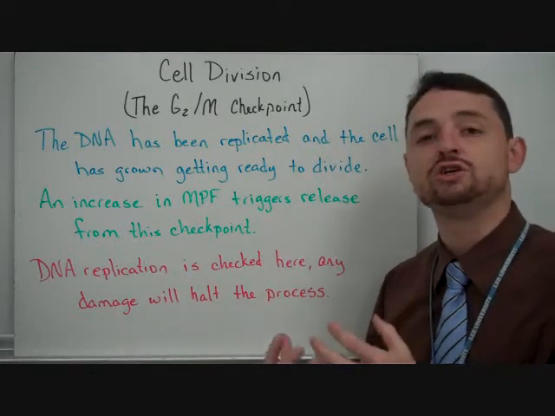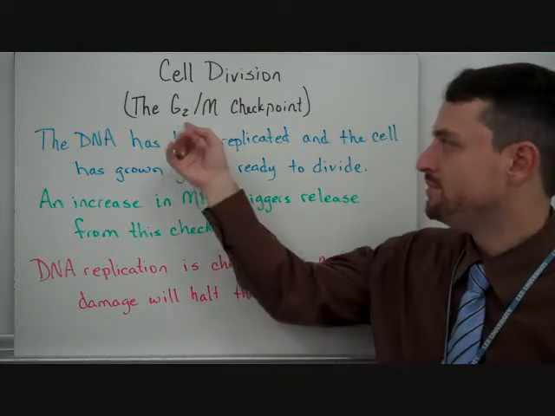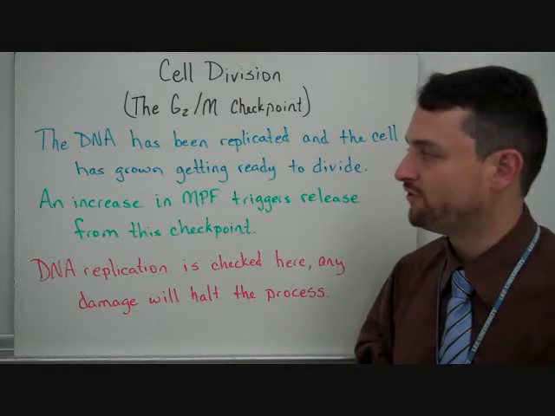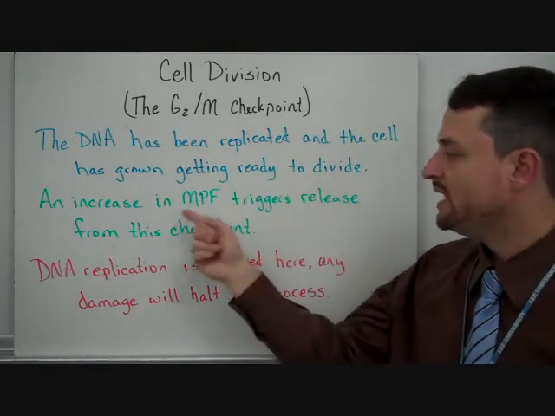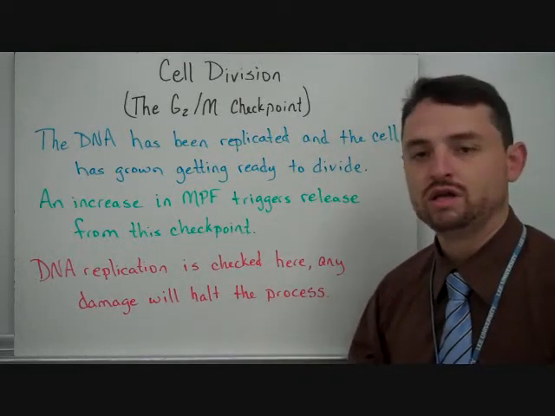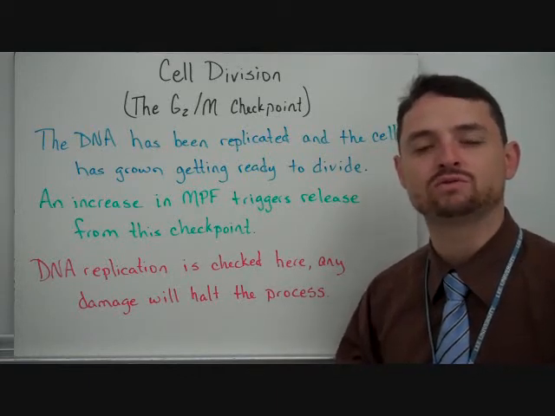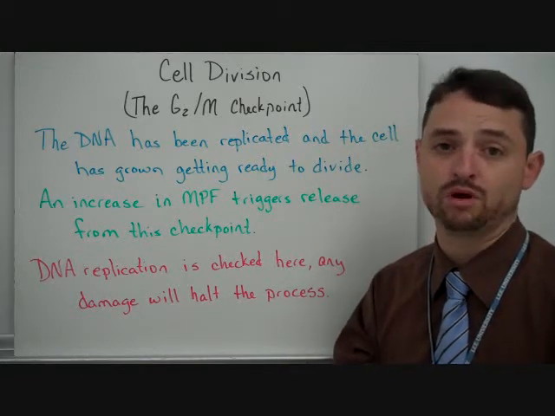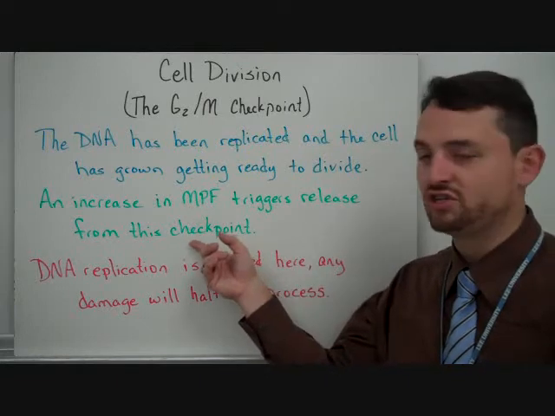We've talked about G2 as just that second growth phase where it's getting bigger, getting ready to divide. There is a G2/M checkpoint that has to be fulfilled. The DNA has been replicated, the cell has grown, getting ready to divide. An increase now in MPF is triggered. MPF is maturation promoting factor, which is what it was first called. Now a lot of times it's referred to as mitosis promoting factor. But it triggers the release out of this checkpoint.